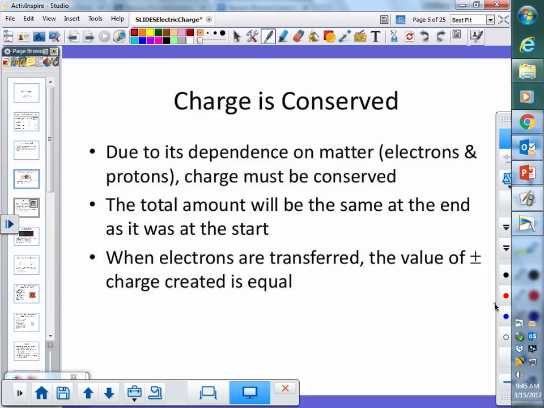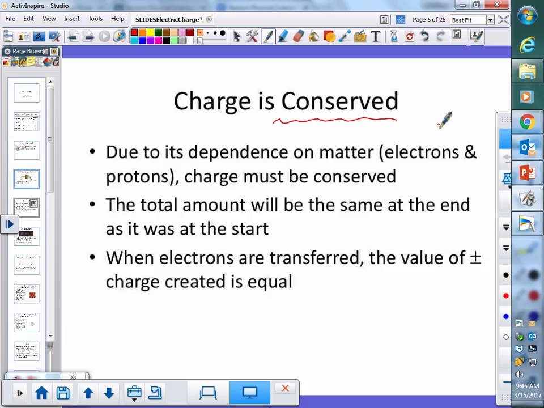So, charge is another example of a conserved quantity. What do we mean when we say that something is conserved? Saved. It stays the same, right? Charge depends on protons and electrons. Protons and electrons are matter, and matter is conserved.